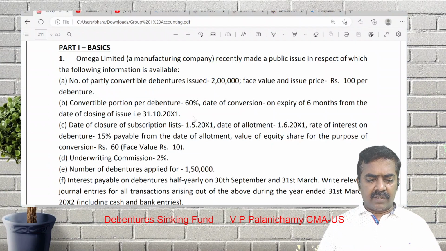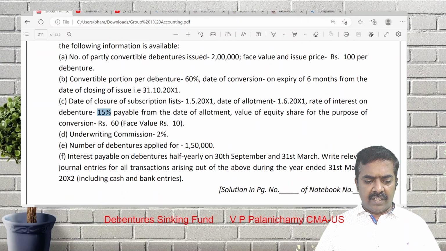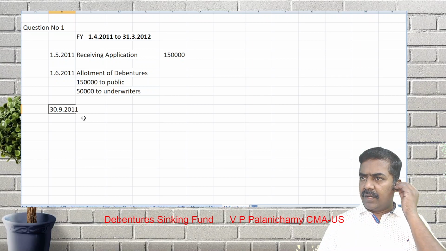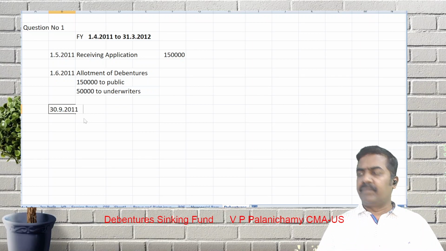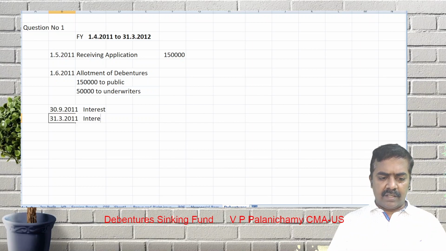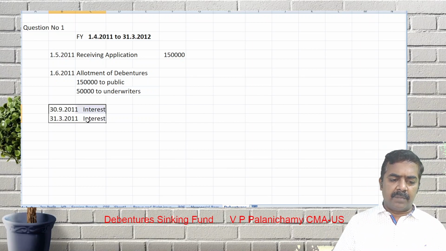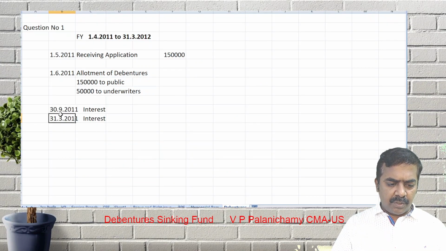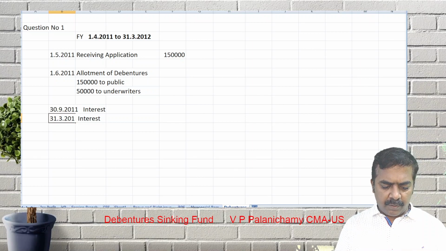Then read further. Some rate of interest is given: 15% payable from the date of allotment. Look at the last line. Interest is payable on what date? 30th September and 31st March. So on 30th September 2011, we have to pay interest. On 31st March again we have to pay interest. Interest is payable on 30th September and 31st March, it is given. So on 31st March 2012, we have to pay the interest.